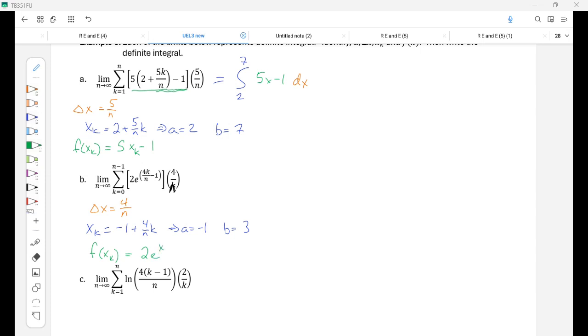So here in this example, we have the integral from -1 to 3 of our function, which I should have written as xk there. But now I'm using f of x, so 2e to the x dx. Every integral needs to end with d something dx.